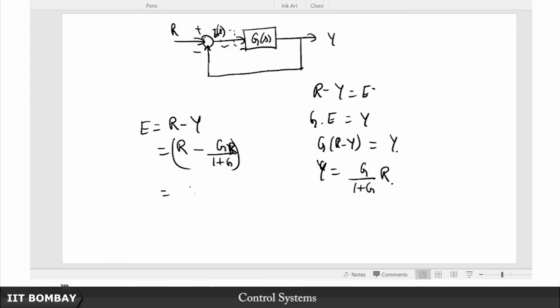So let me pull this R out. So it is (1 minus G) upon (1 plus G) times R, which is nothing but 1 upon (1 plus GR), which is basically what we saw as a sensitivity function. Okay, right, not a big deal.